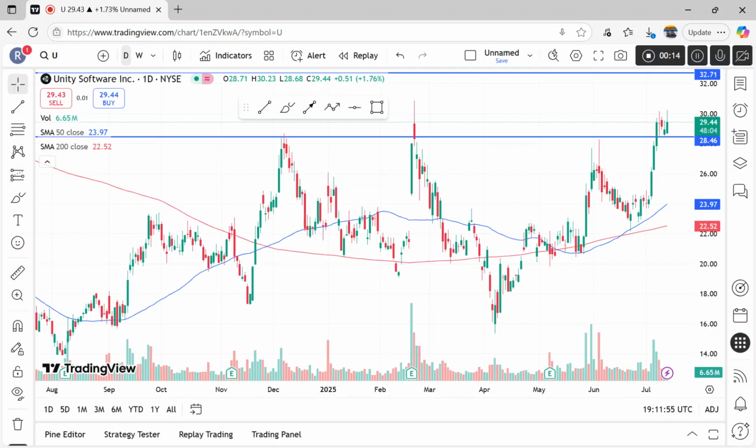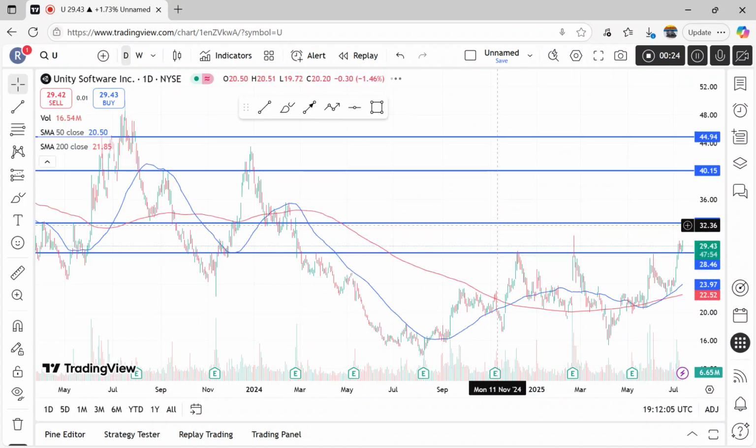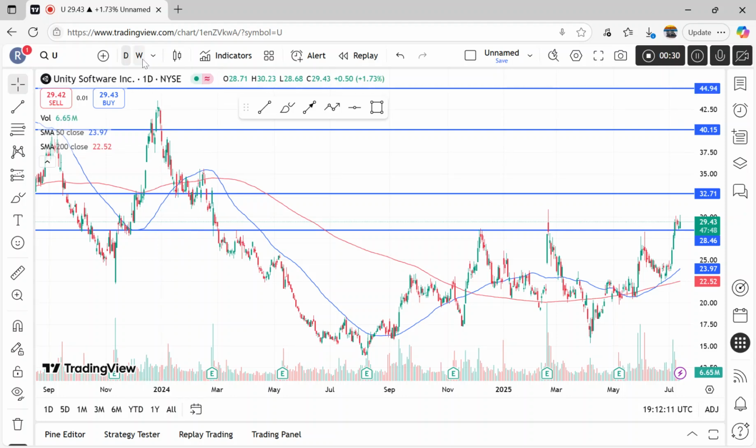So this is for educational purposes only. This is not financial advice. Let's take a look at this stock, U, ticker symbol U. You can see some of the drawings on this chart because I talked about it in the past.